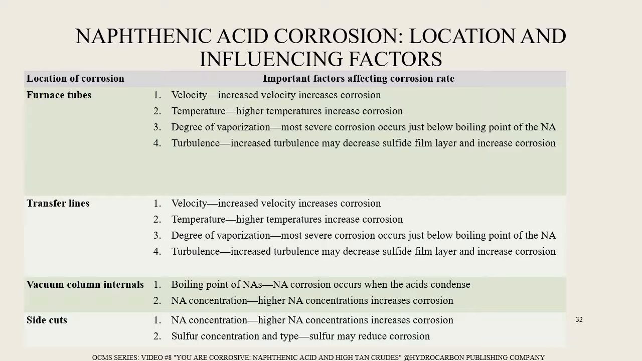The following table shows how various factors, which include velocity, temperature, degree of vaporization, turbulence, naphthenic acid boiling point and concentration, and sulfur type and concentration, impact naphthenic acid corrosion rates in four areas: furnace tubes, transfer lines, vacuum column internals, and side cuts.